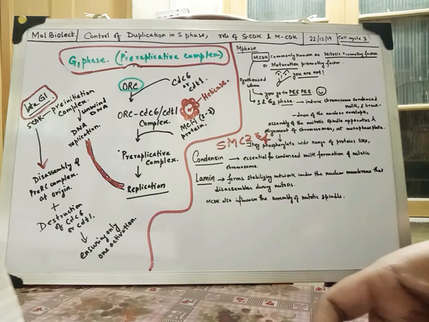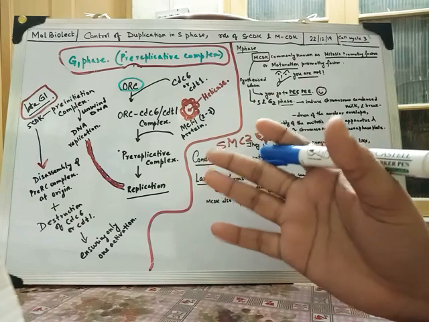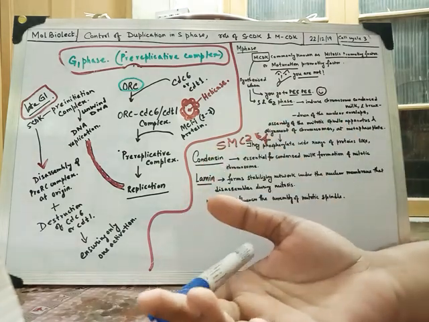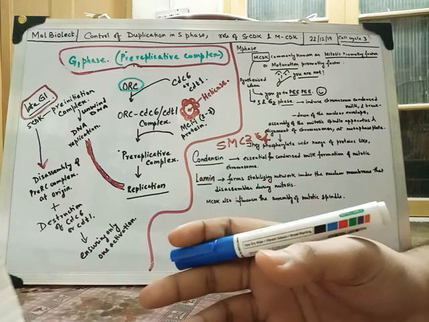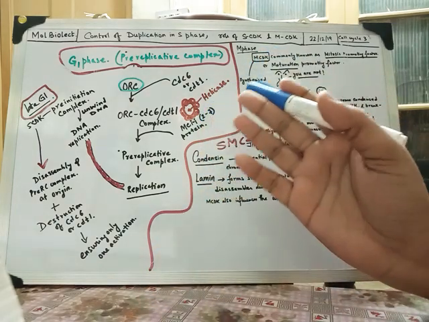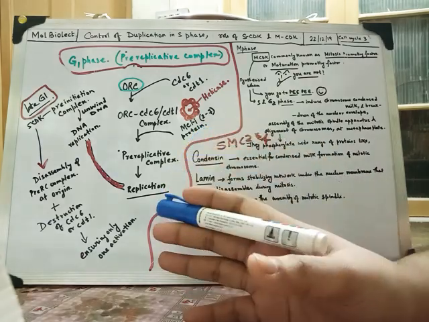Okay, so SMC2 and SMC4 are actually playing a fundamental role in the functional organization of the chromosomes. They actually help to organize the chromosomes, this SMC2 and SMC4. It is a key football player of the mitotic chromosome condensation.